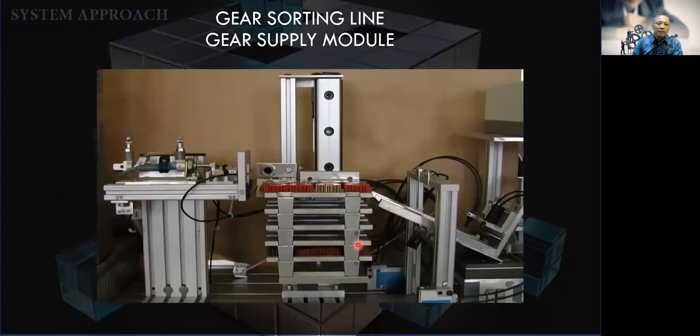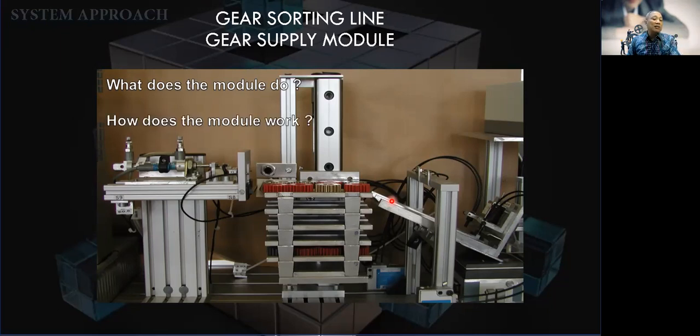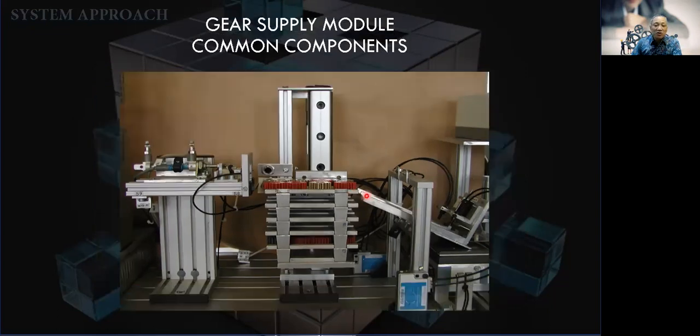Yeah, and we continue. So this is again a smaller part. You see the bigger part. If you can see here, this is the gear sorting line, but this is in the module of the gear supply module. Then what does the module do? So you ask the same question. You see the bigger system. What does the system do? What does the module do? And after that, how does the module work? Again, the same thing. What happens in the module? How does it work? So that's how to actually ask the question so that we know it.